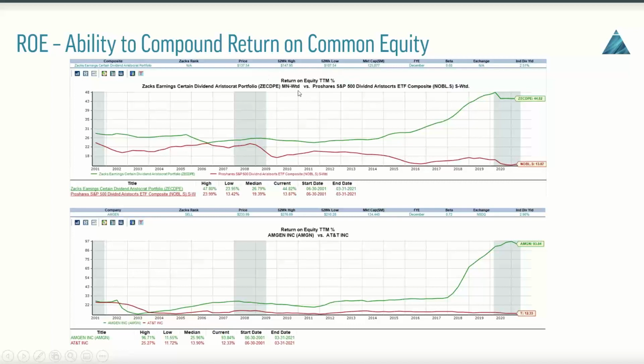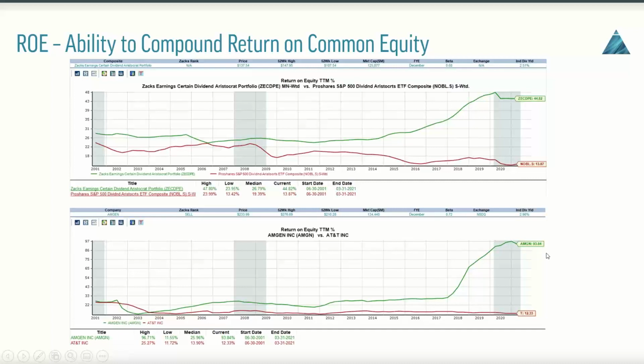But what I want everybody to focus on up here is this top section. When we look at the Earnings Certain Dividend Aristocrat portfolio relative to the S&P 500 Dividend Aristocrats, you're literally looking at 3 times more efficient at compounding return on common equity for the average stock in that portfolio. So just a huge difference. And obviously with Amgen versus AT&T, I mean, wow, it's just absolutely shocking. You're looking at like 7.5 times more efficient. And again, a lot of that is due to that share buyback.